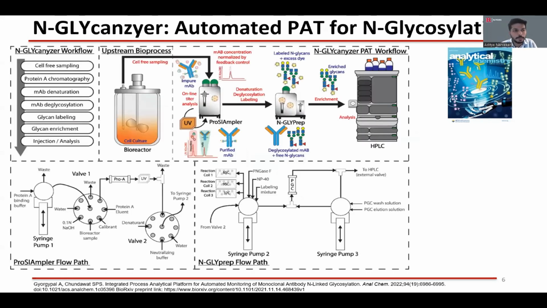The basic workflow involves cell-free sampling, protein chromatography, denaturation of the protein, deglycosylation of the protein, followed by labeling, enrichment, and analysis. The same thing can be seen in the form of a diagrammatic representation, where the sample is taken from the bioreactor. The impure mAb is then purified by use of a Pro-A column, then analyzed using a UV flow cell. Further, denaturation, deglycosylation, labeling, followed by glycan enrichment and analysis.